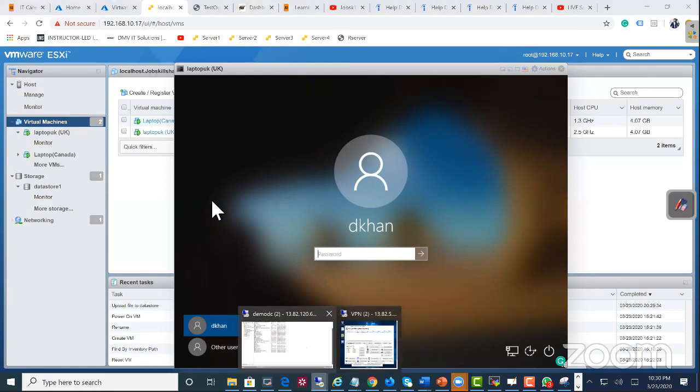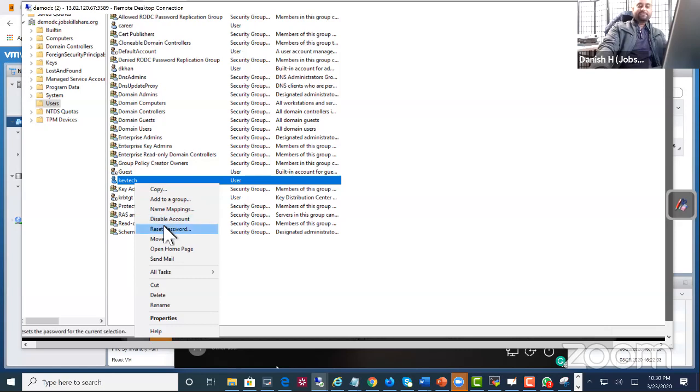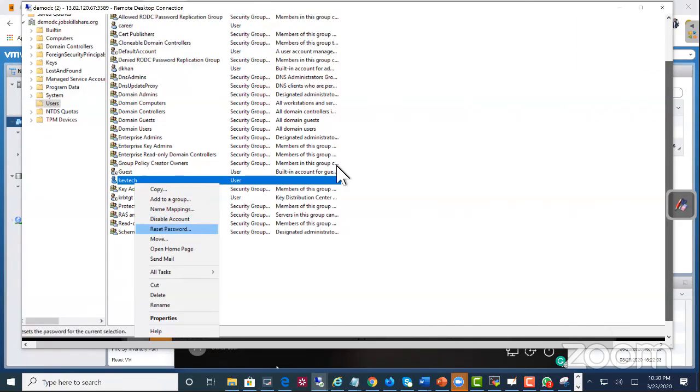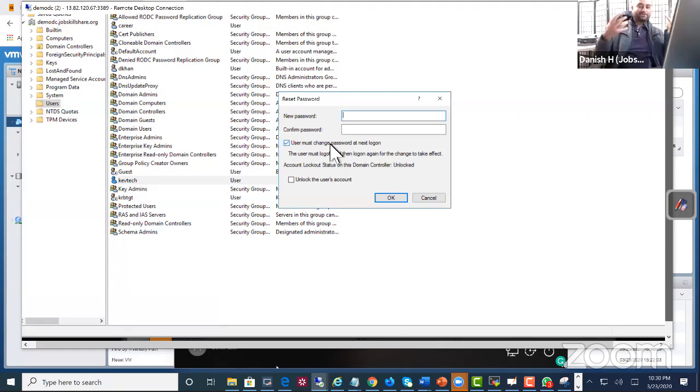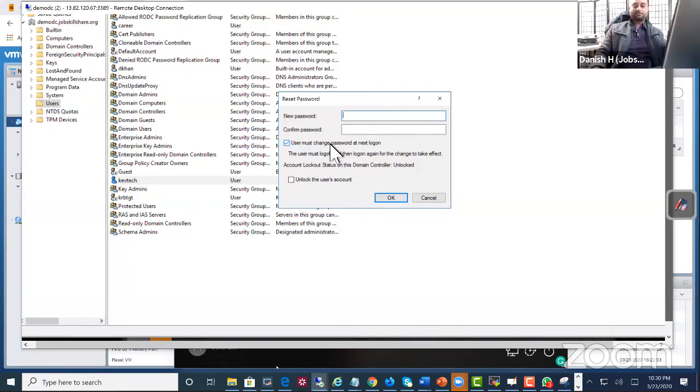So here, let me show you the screen. When we say he doesn't remember it, I have to reset it. There's no change password, it's just reset. We say change because it seems more natural, got you. There's only one: reset or unlock.